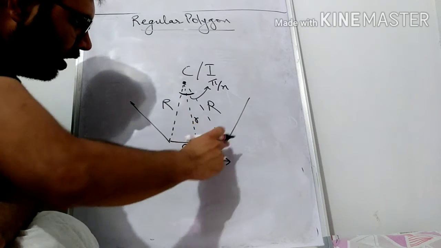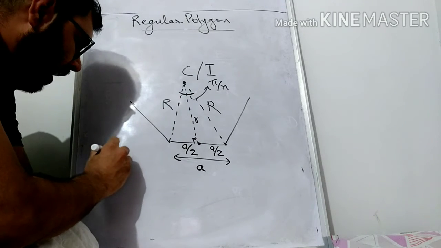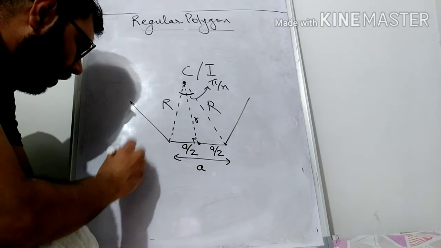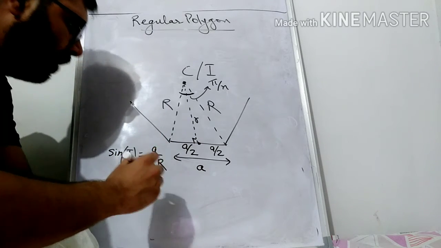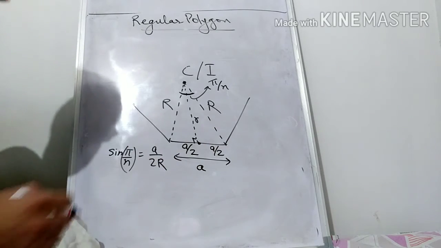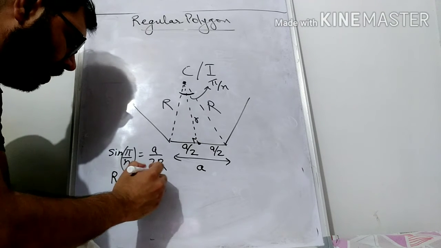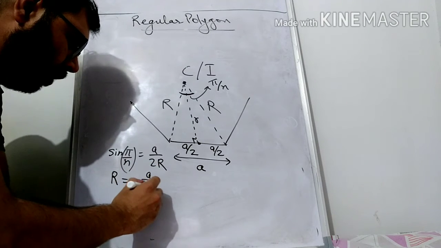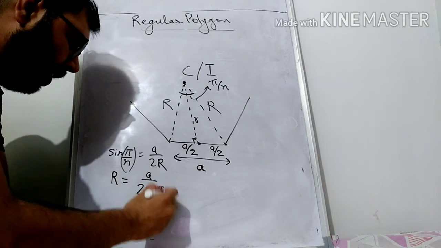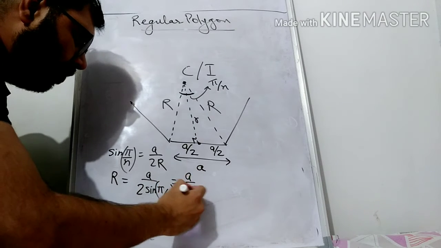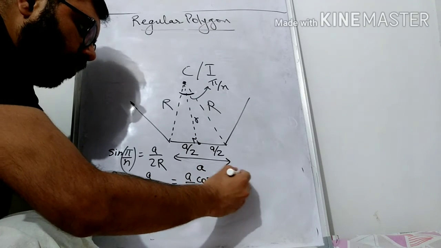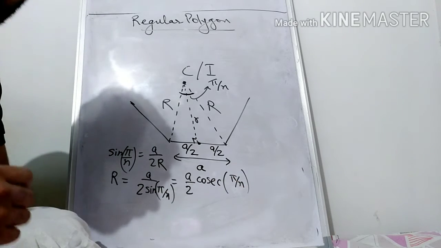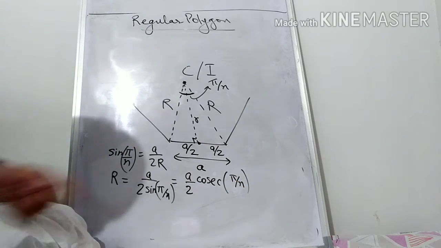So now if I apply trigonometry in this triangle, sine of pi by n is equal to perpendicular upon hypotenuse, so a by 2 upon capital R. So we get capital R like this: a by 2 into sine of pi by n, or in other words you can write a by 2 into cosec of pi by n. Okay, so this is one thing.